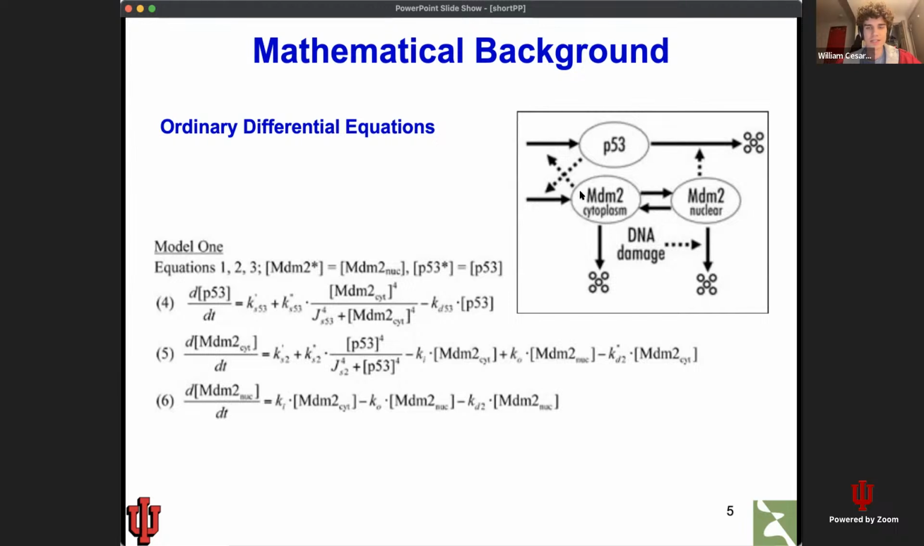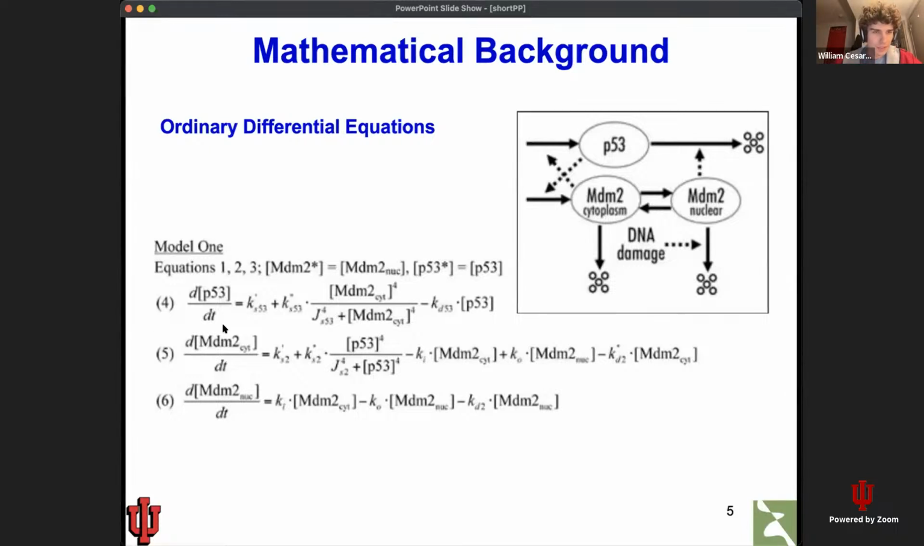The dotted arrows mean that it's activation. So MDM2 in the cytoplasm, with this arrow, activates the production of P53. Notice how DNA damage only activates one thing: the degradation of MDM2 in the nucleus. So this is the way that the researchers chose to model the biological system. And here are the three main ODEs, or the only three ODEs, that constitute the three main substances besides DNA damage.